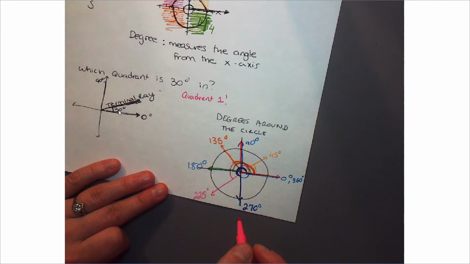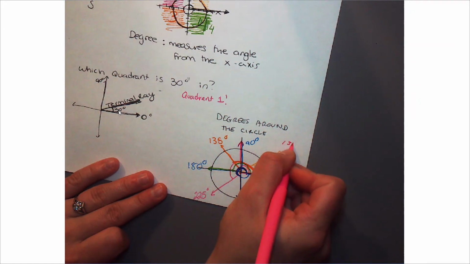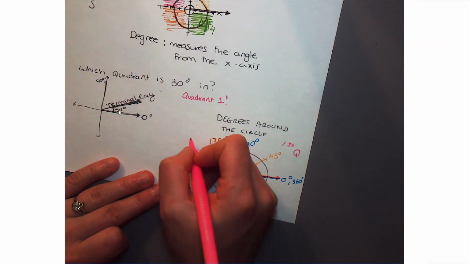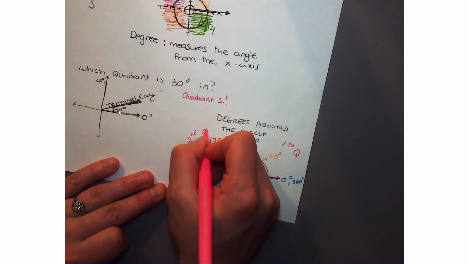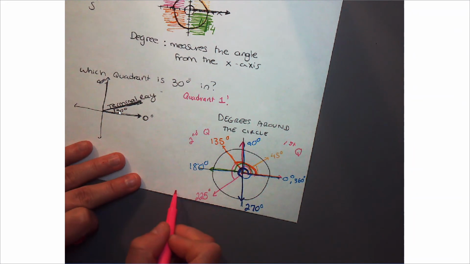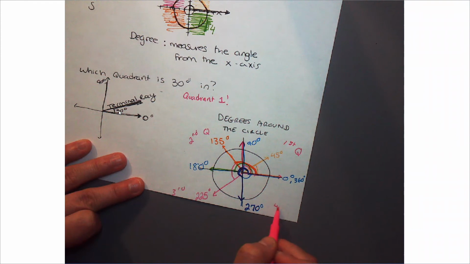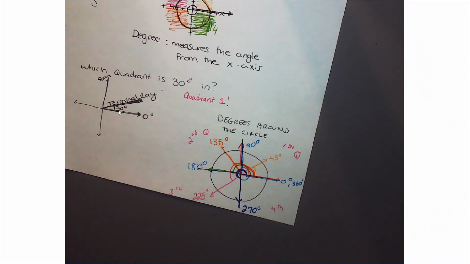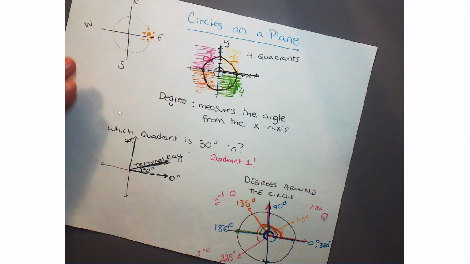Just as a recap of the quadrants, we've got the first Q, our second Q, the 3rd quadrant over here, and the 4th quadrant over here. So there's your intro to degrees, quadrants, terminal rays, and circles on a plane.